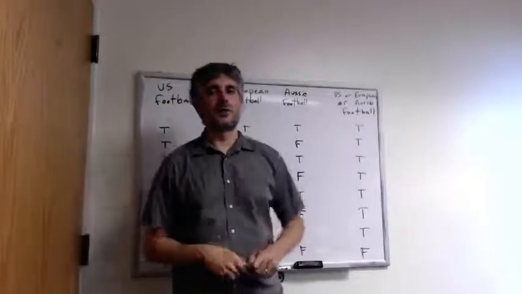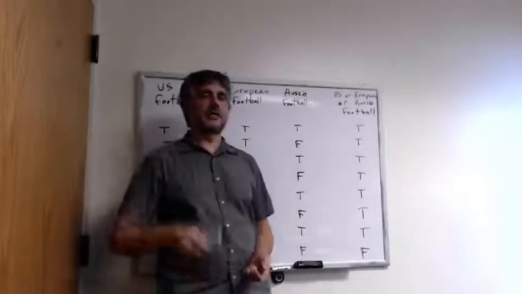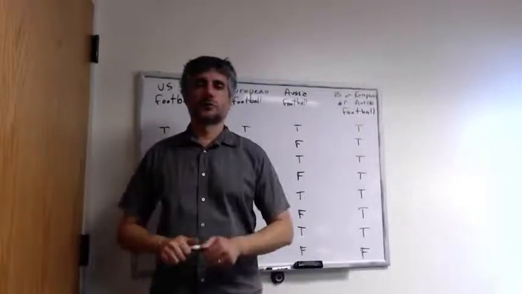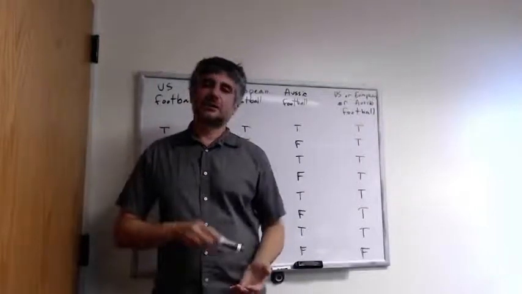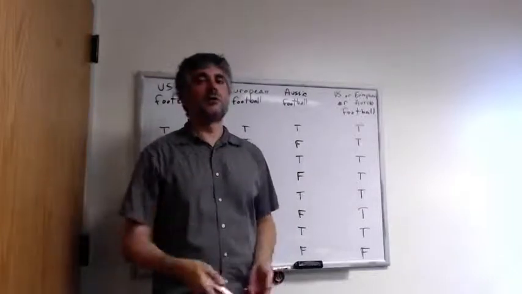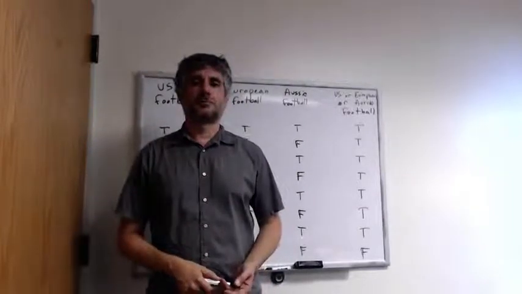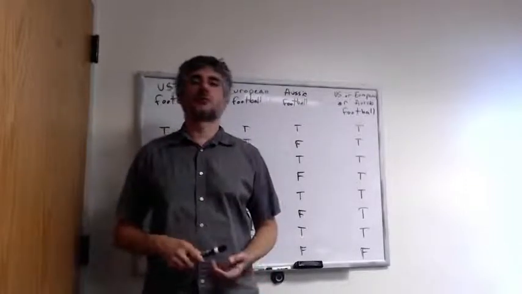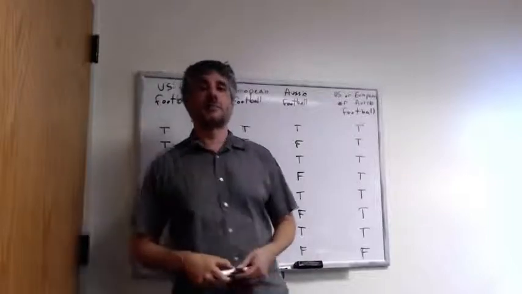So, you argue as follows. Premise 1, Walter plays either American football or European football or Australian rules football. Premise 2, he does not play American football, and therefore, you conclude, he plays European football. Well, that argument is invalid, and we can use the truth table for disjunction to show why it's invalid.